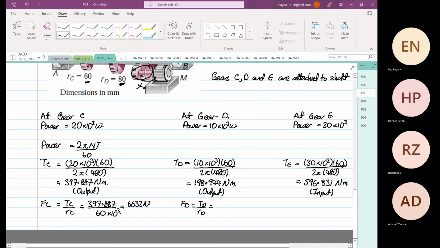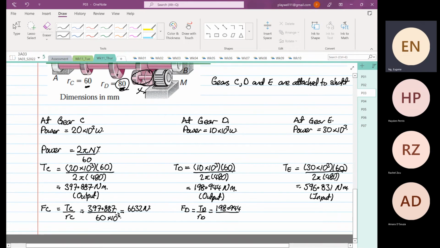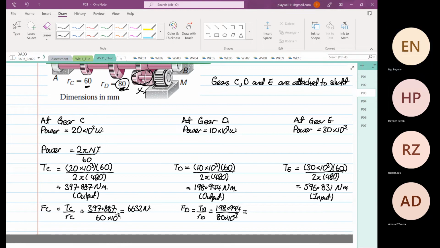So the force acting on gear D, which is equal to torque at D divided by radius at D, is equal to 198.944 divided by 80, right? So this is 80 times 10 to the power minus 3. So 198.944 divided by 80 times 10 to the power minus 3 is equal to 2487 Newton.